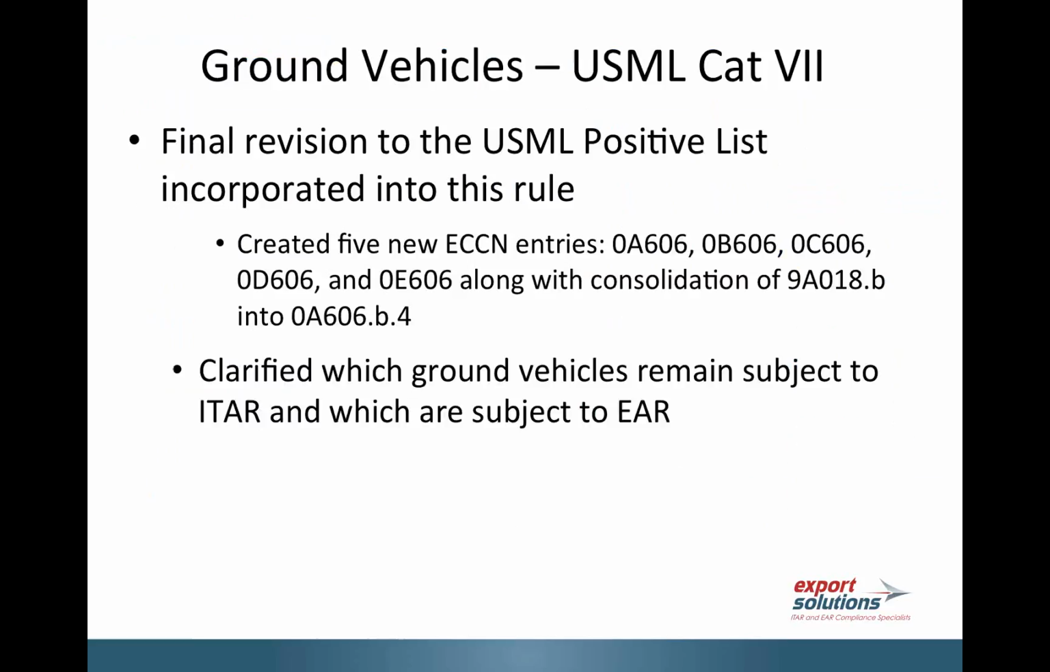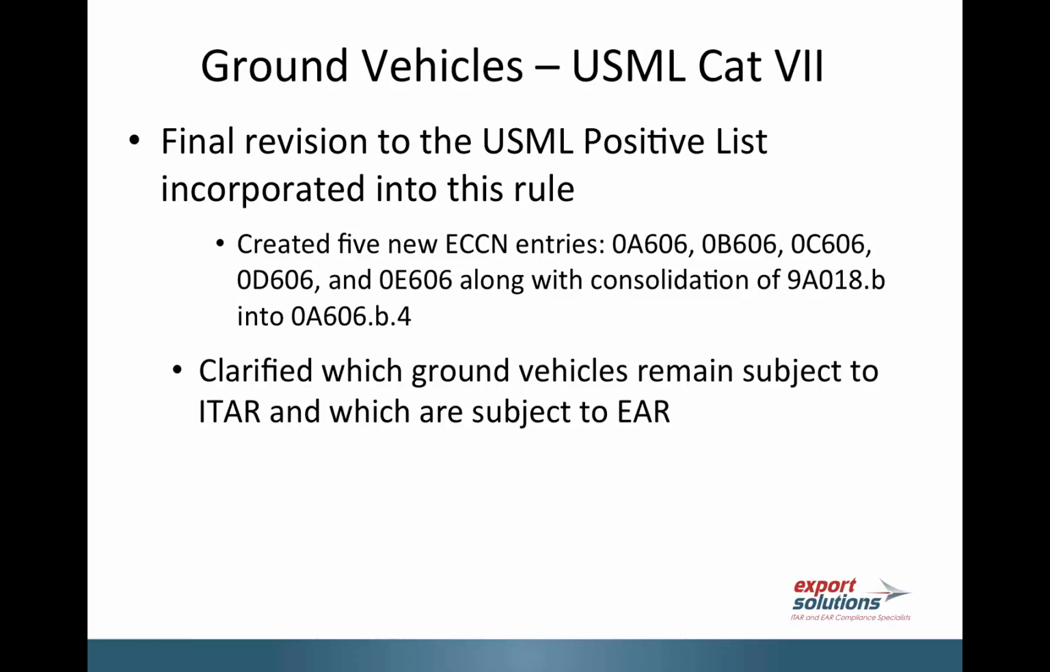Okay, as I said, ground vehicles, category 7, was the first one, and it became the model or the template for the rest of them. The final revision of the U.S. Munitions List positive list is incorporated into this rule. Once again, the positive list means things are enumerated as opposed to being hinted at or being very nebulous. They created 5 new ECCN entries for items that have moved from category 7 of the USML over to category 0 of the CCL. So you've got 0A606, 0B606, 0C, etc.